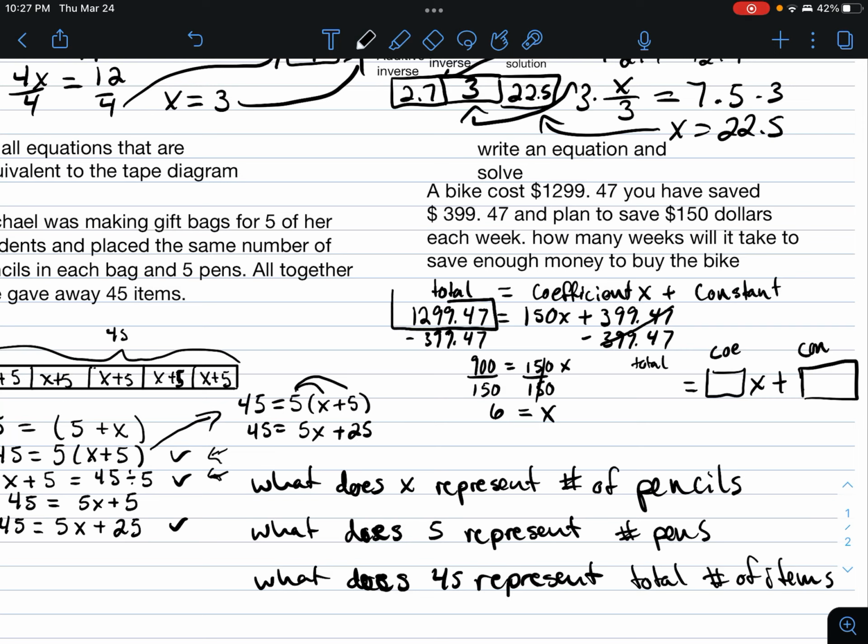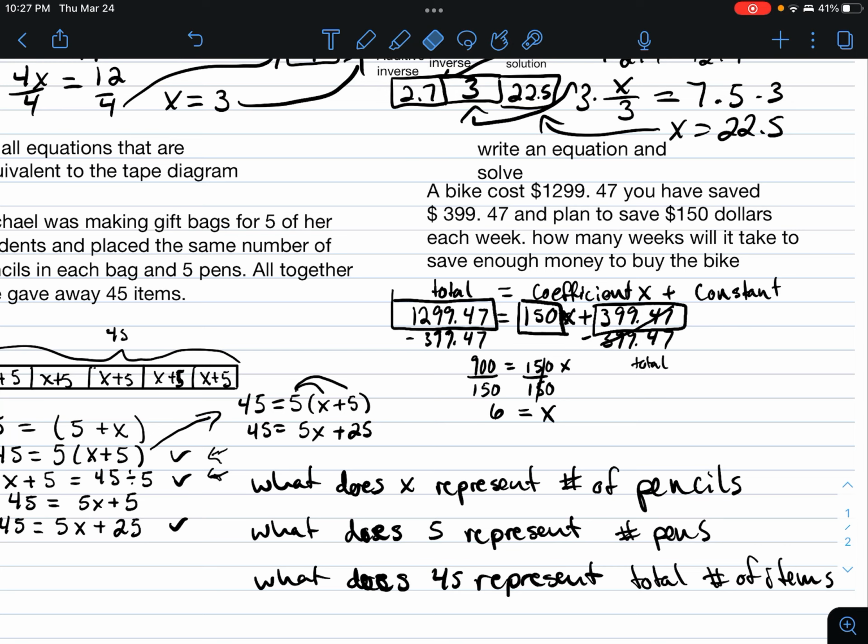So actually I'll just do this. So there's the total. The coefficient is the number that we're saving, 150 each week, and x is our variable, meaning the number of weeks. So we're going to multiply 150 by the number of weeks we save. Okay, our constant here is the 399.47. And that's our one-time amount. We only have that once. We're not multiplying that by anything. So that goes in our constant spot.